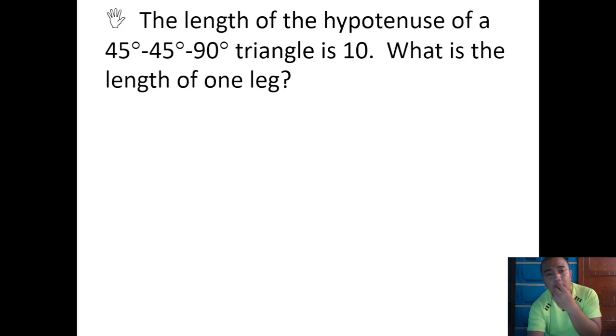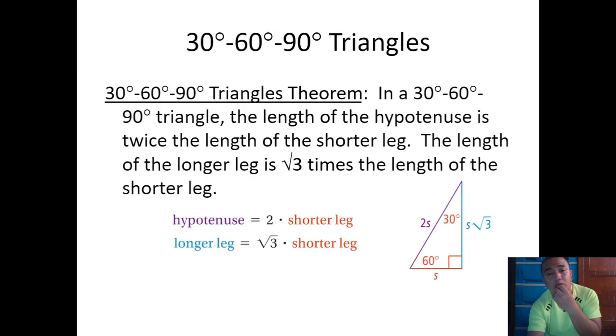Okay. Here, the length of the hypotenuse of an isosceles right triangle is 10. What is the length of one leg? 10 divided by square root of 2, 10 square root of 2 over 2, or 5 square root of 2. That's it, right? We already know that.